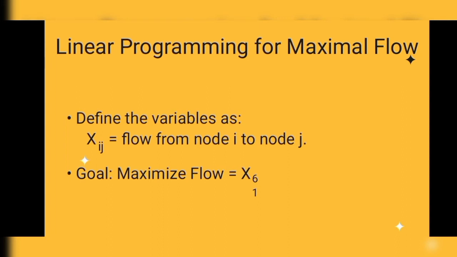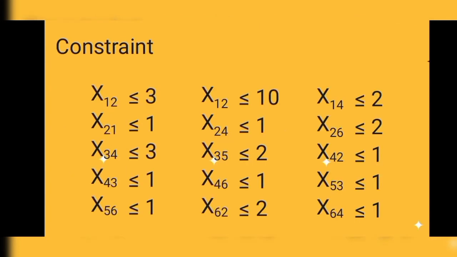Also, we have two types of constraints, which are the capacity constraints and the flow conservation constraints. Capacity constraints mean the flow over any link cannot exceed the capacity of the link. So, like this, the flow from node 1 to node 2 is less than or equal to 3 units.